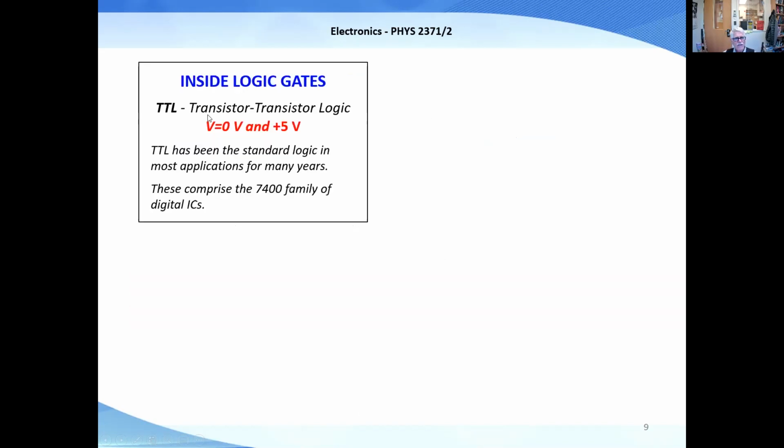Okay, inside logic gates. What we use is what's called transistor logic. That's basically just using 0 and 5 volts. We call it TTL for short, transistor logic. That's one of the earliest standards, and it's the one for most of the chips that you'll see. We're using chips in the 7400 family of digital integrated circuit gates.